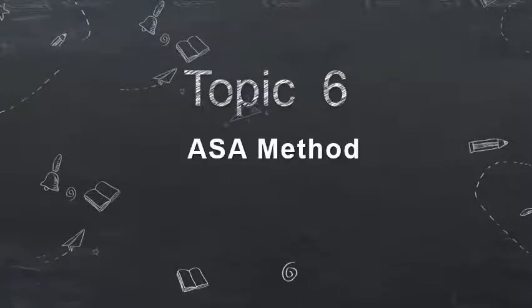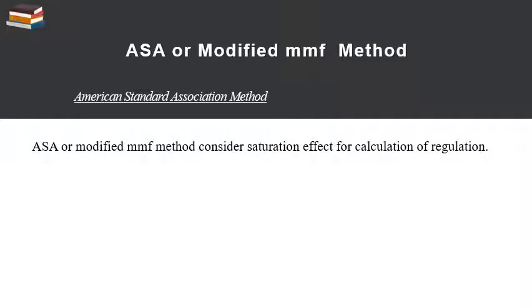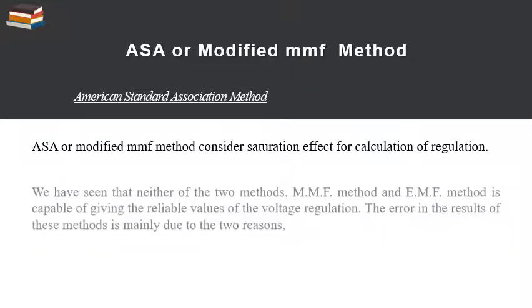The next topic is ASA method, means American Standard Association method, to find out the voltage regulation of the alternator. So ASA or modified MMF method considers saturation effect for the calculation of voltage regulation. ASA method को हम modified MMF method भी बोलते हैं.